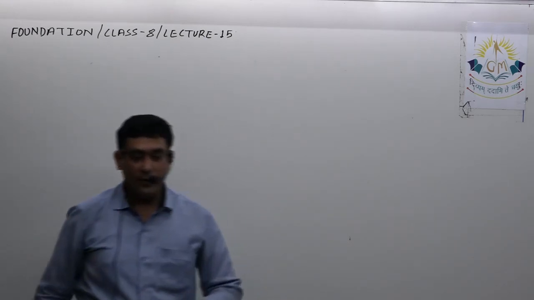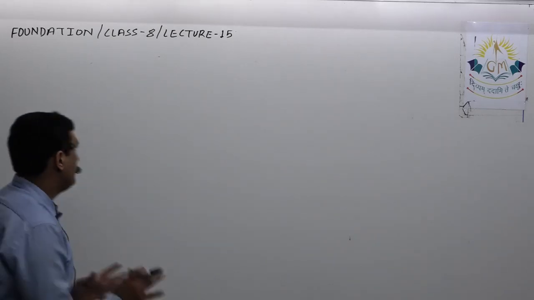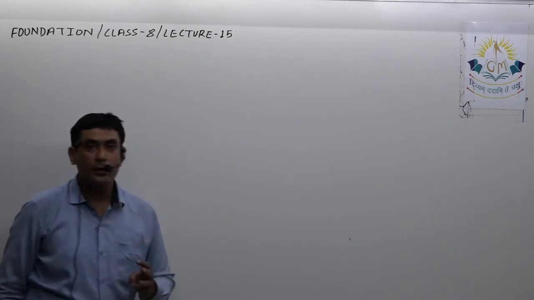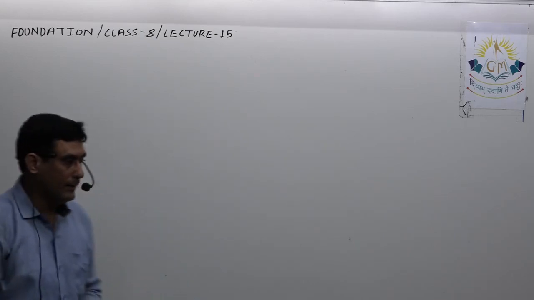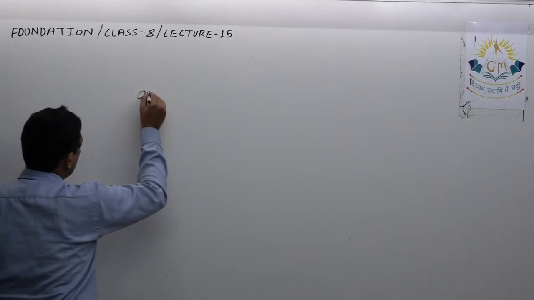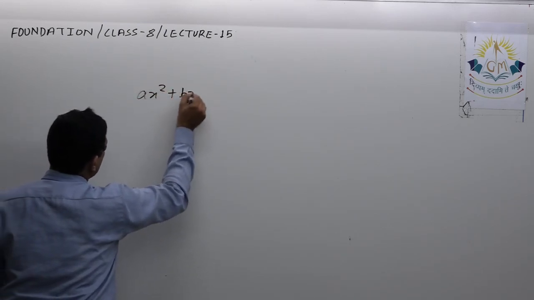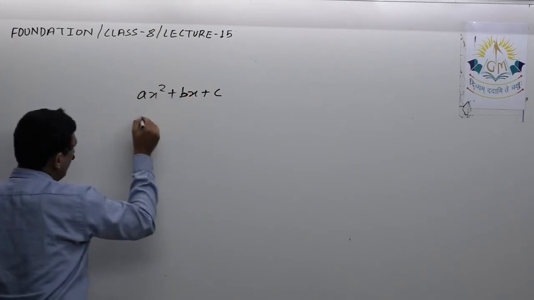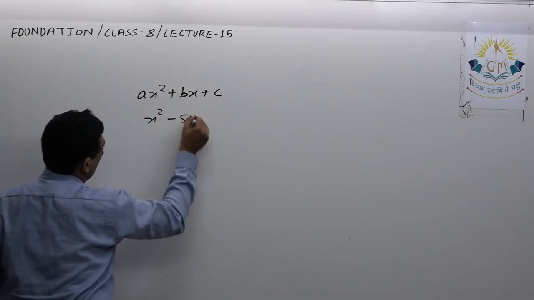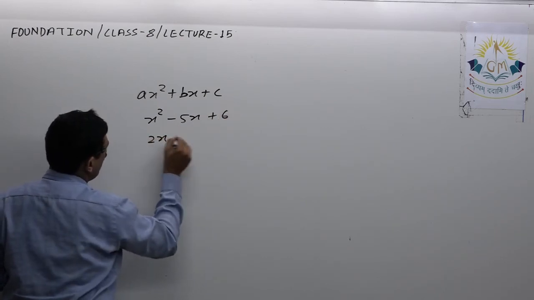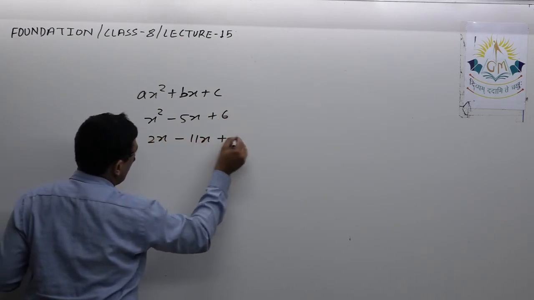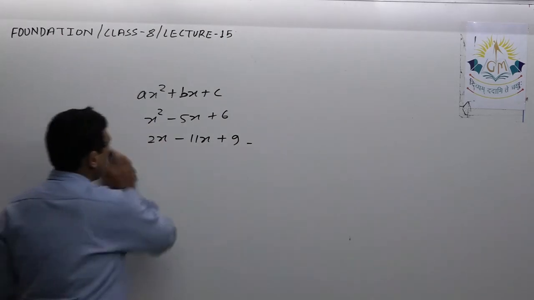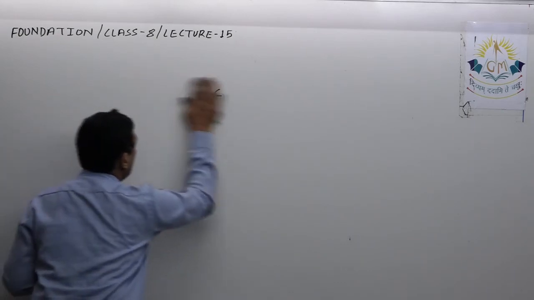Okay, now we'll factorize the expressions which are quadratic trinomials. Okay, it will be quadratic and there will be three terms. For example, in standard form it will look like this: ax square plus bx plus c. Examples: x square minus 5x plus 6, 2x square minus 11x plus 9, and so on. These types of examples we will get, and we'll see how to factorize these types of algebraic expressions.